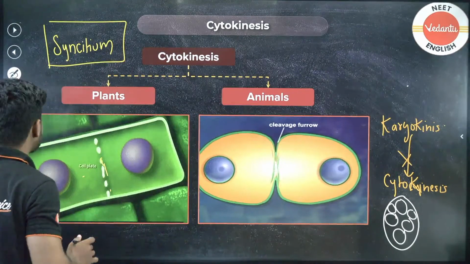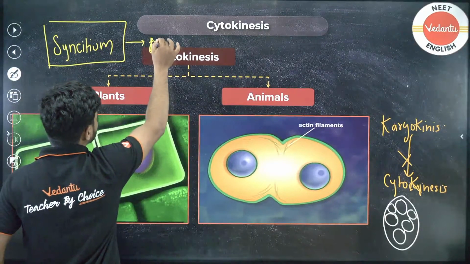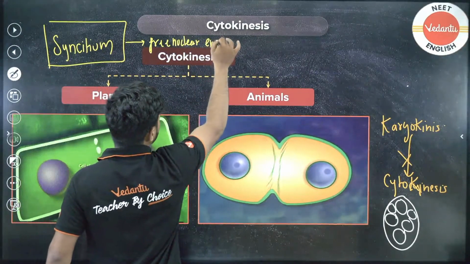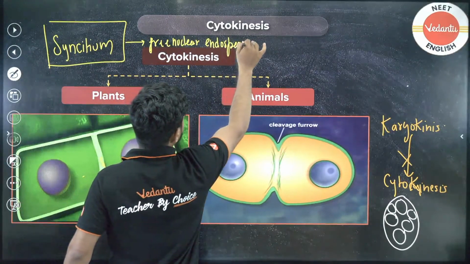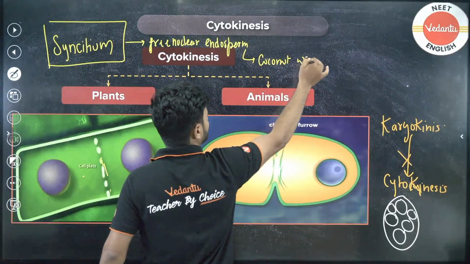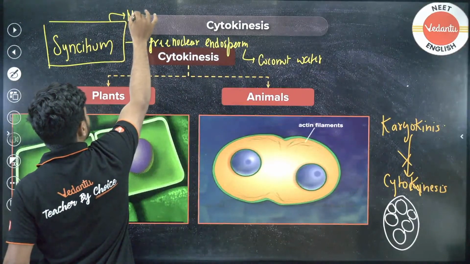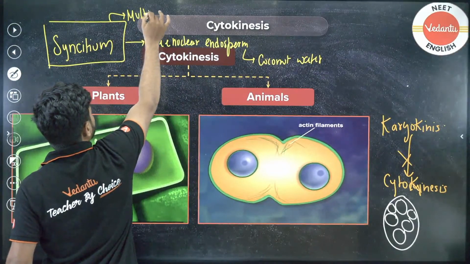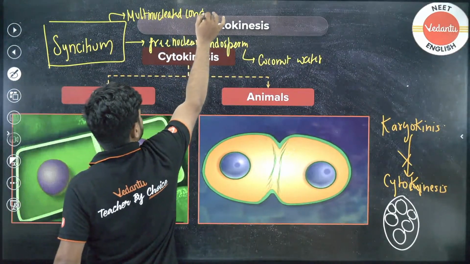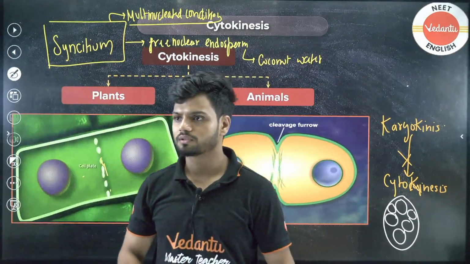It's called a syncytium. The best example is free nuclear endosperm. That is nothing but your coconut water. What is this? This is a type of multinuclear condition. Multinucleated condition. Okay? Done.